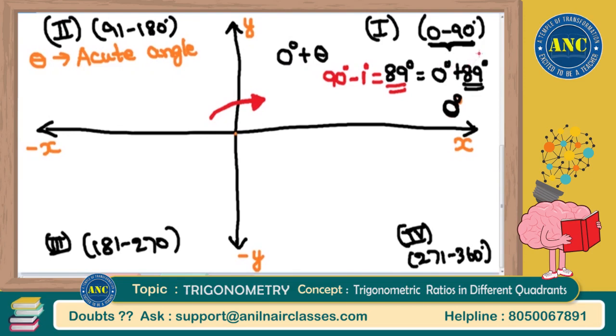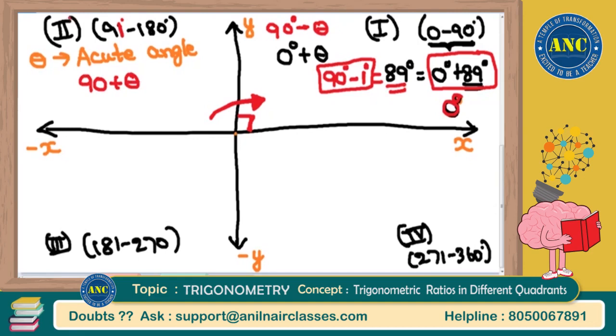That means the first quadrant can be written as 0 plus theta, or it can also be written as 90 minus theta. I believe that you are very clear with the concept. 0 plus theta is the first quadrant. 90 minus theta is also the first quadrant. Similarly, the second quadrant. For the first quadrant I take the base as 0 degrees. For the second quadrant my base is 90 degrees. For 90 degrees if I add 1 degree I will get 91. If I add 2 degrees I will get 92 and so on. That means this is nothing but 90 plus theta, right?